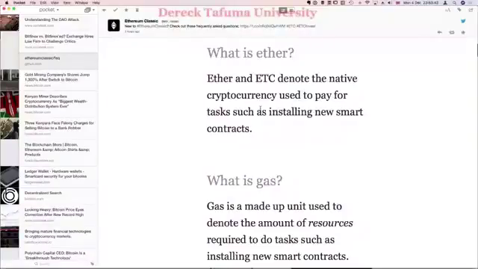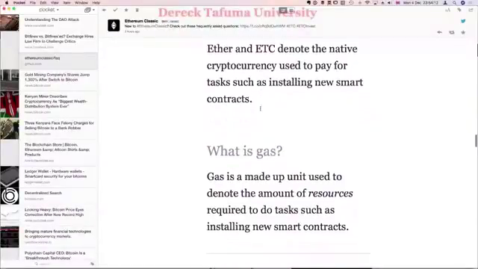So this is similar to mining here. So the mining or the installation of new smart contracts, or the confirmation of transactions which are taking place within the Ethereum Classic platform, are rewarded in Ether and ETC, and that's the native cryptocurrency, which means it's native only to Ethereum and Ethereum Classic.